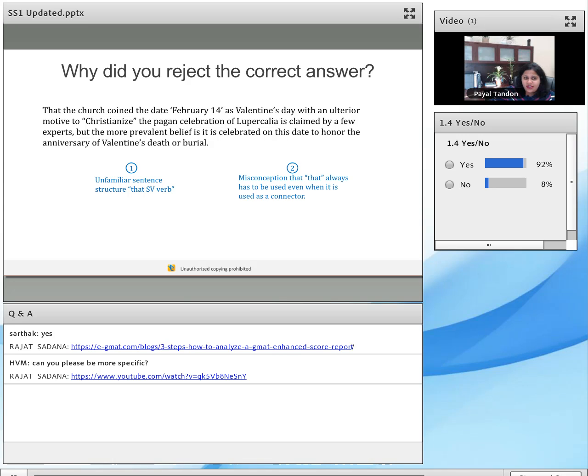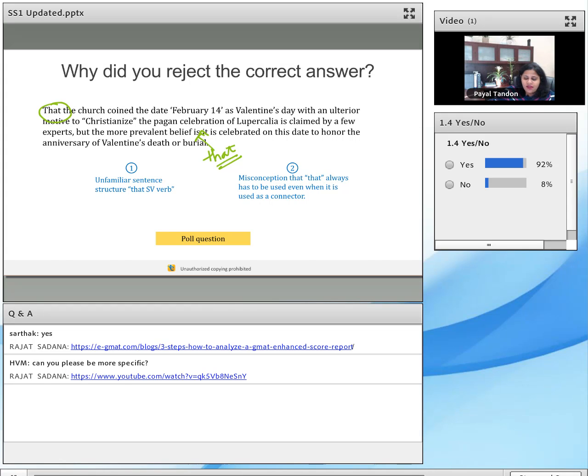Now, why did you reject the correct answer choice? There could be these 2 issues. Unfamiliar sentence structure, that subject verb, or the misconception that "that" always has to be used, even when it is not needed. Prevalent belief is that over here. Some of you may have thought that you need to use "that" over here. But the more prevalent belief is that it is celebrated on this date, right? So both of the issues are with the usage of "that".